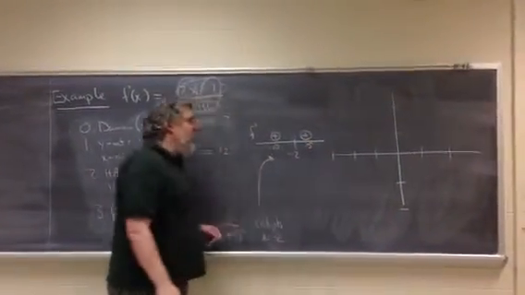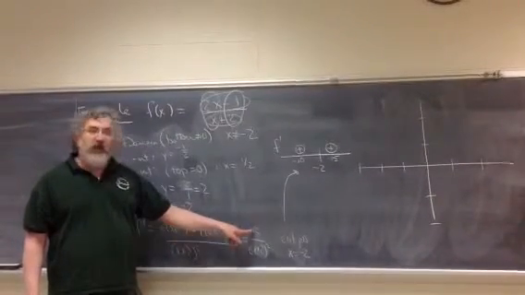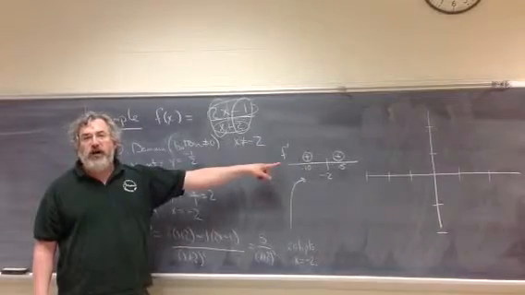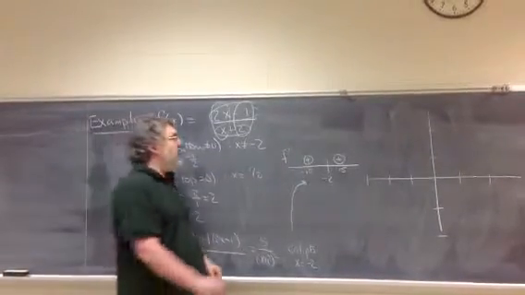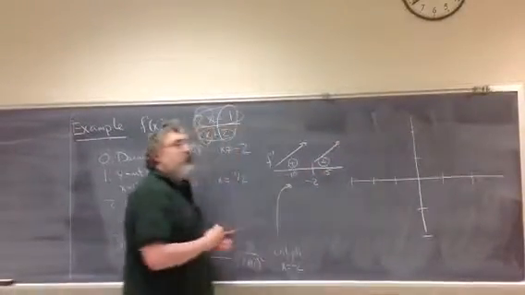You can take any value you want, but plug it into here. The top is 5, it's positive. The bottom is squared, it's positive. No matter where you go, you have positive over positive. This is a graph that is always increasing.